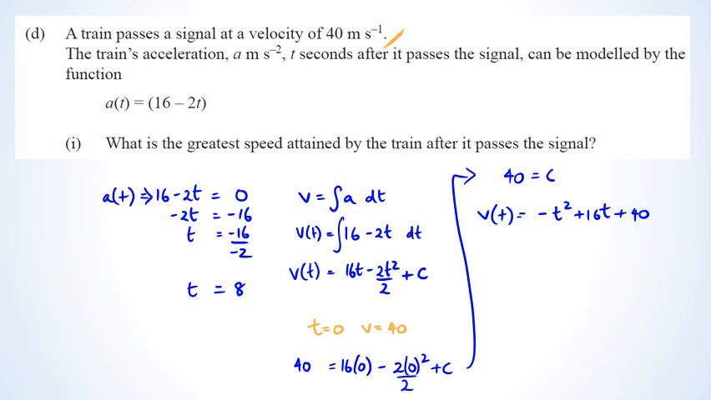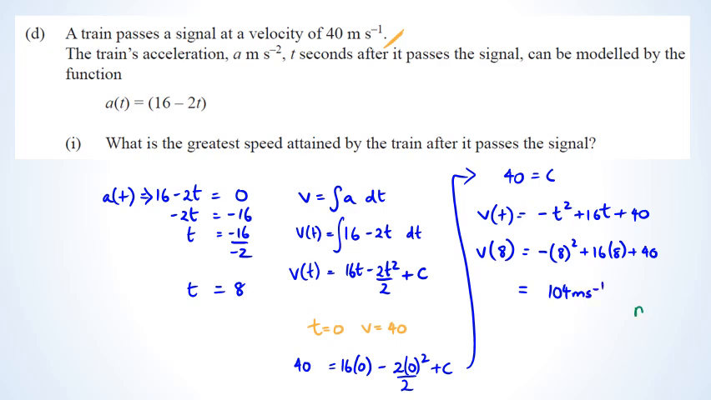We still haven't figured out what the greatest speed is. So we need to figure that out: we've got to put in v of 8, because we know that at 8 seconds, that's when the maximum speed is happening. So we've got negative 8 squared plus 16 times 8 plus 40, and simplifying this, we're going to get 104 meters per second.